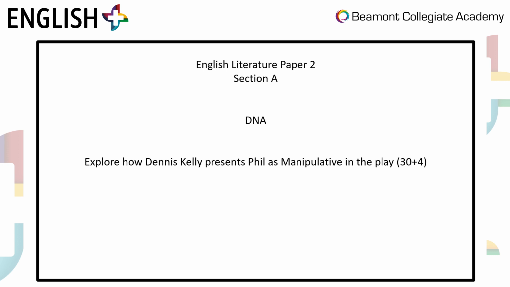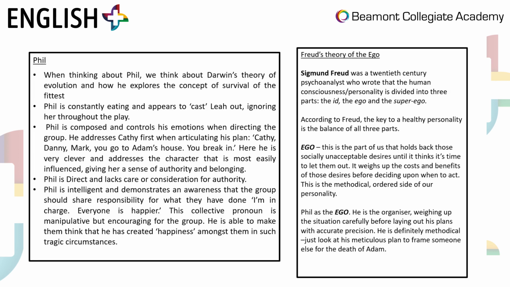So let's see what kind of things we would cover in this essay. The first thing is to consider the wider conceptual understanding of Phil. When we think about Phil, we think about Darwin's theory of evolution. He really is the embodiment of the idea of the survival of the fittest. He will stop at nothing to ensure that he is completely removed from responsibility for Adam's death, and to some extent, in the first part of the plan, the rest of the group. So you could argue that perhaps that is a virtue in Phil.